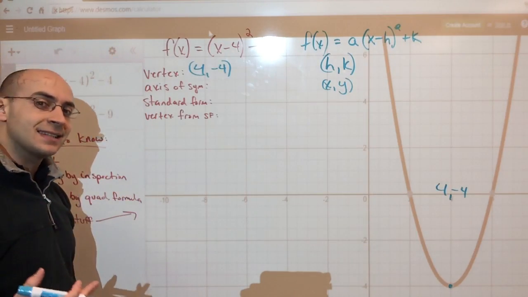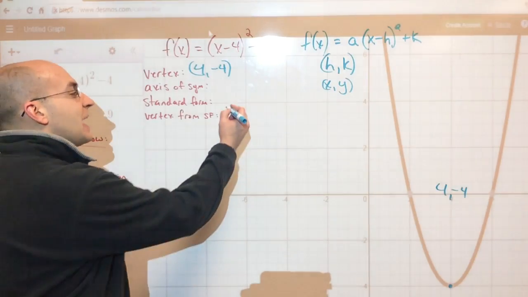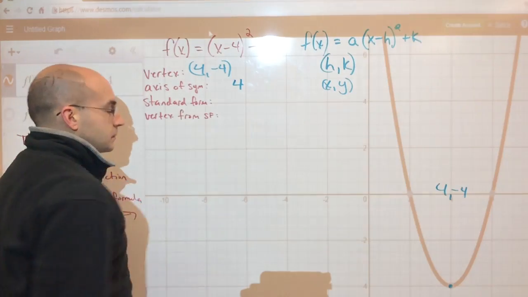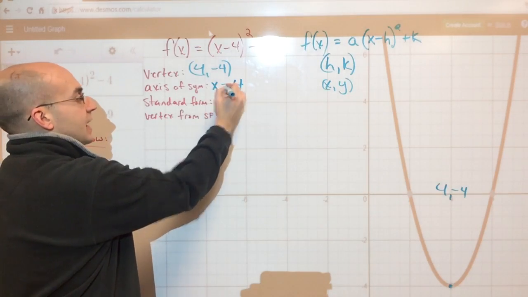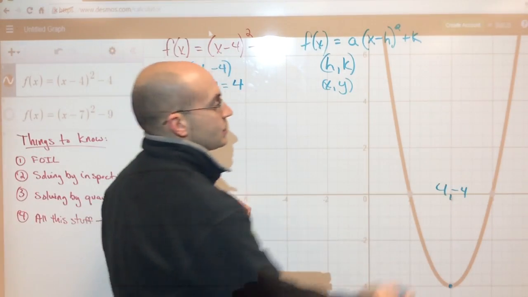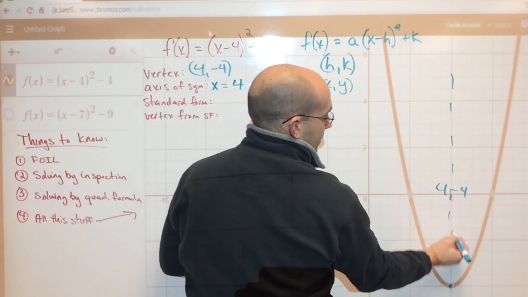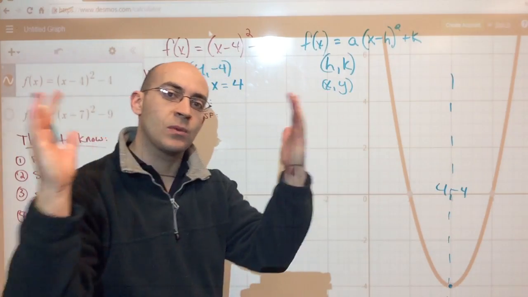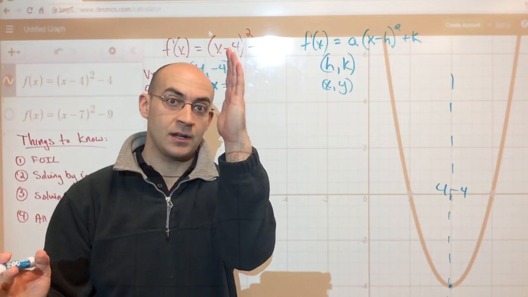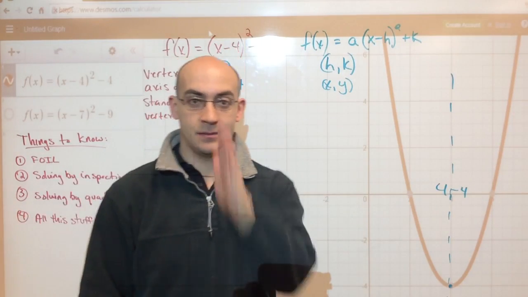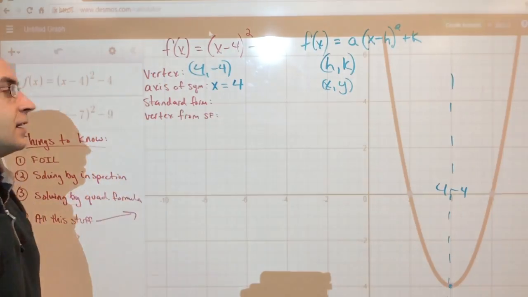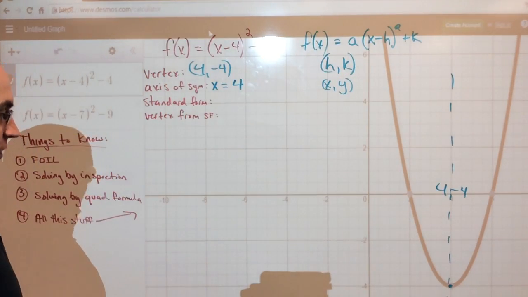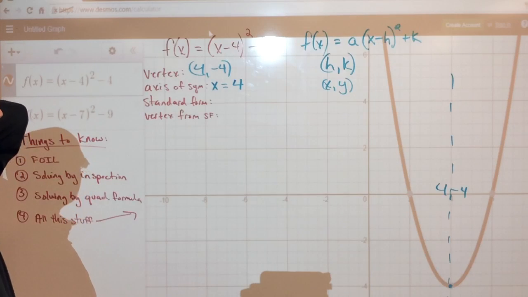Axis of symmetry is the easiest thing to do. It is the x value of your vertex. But it is always a line, so we always have to write x equals. The axis of symmetry is an imaginary line that cuts this function into 2 equal pieces. It's the symmetry line. If I were to cut it right down the middle, right here, I'd be symmetrical on both sides. Kind of, not really. But that's the axis of symmetry, the line of symmetry.